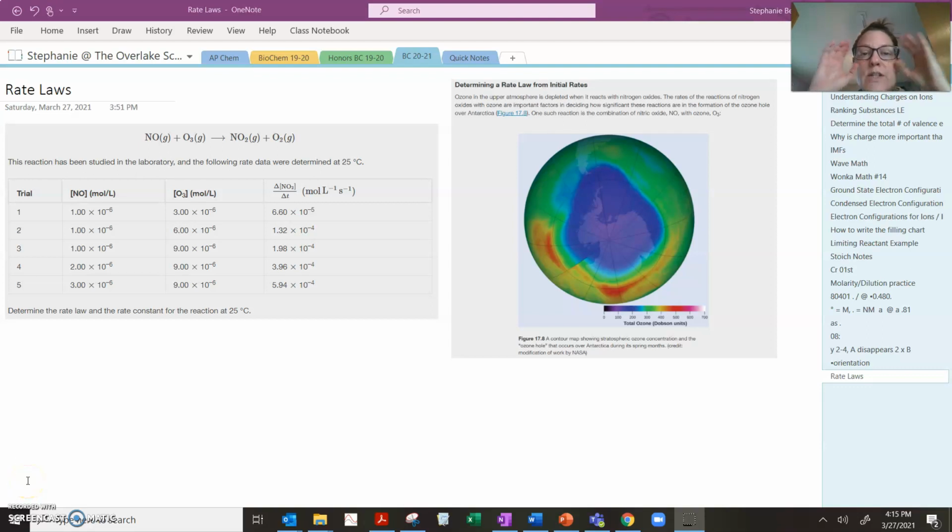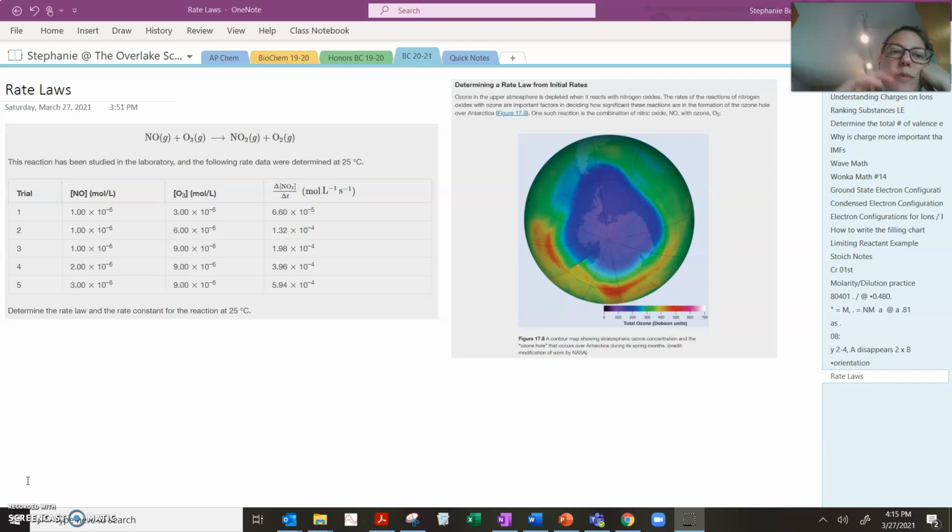Hey everyone, wanted to do a rate law example problem using the technique of determining the reaction orders via experimental data. So this is the textbook example, I believe from section 17.3, so you can go online and check that out. I'm not going to bother to read through all the problem here, but it's simply talking about the rate law of ozone depletion at the poles.